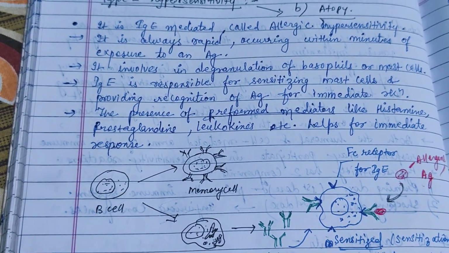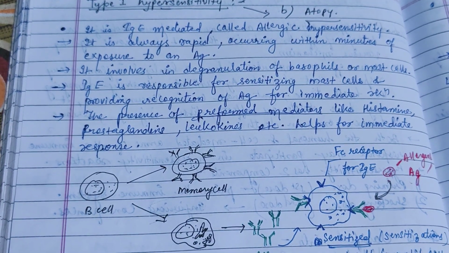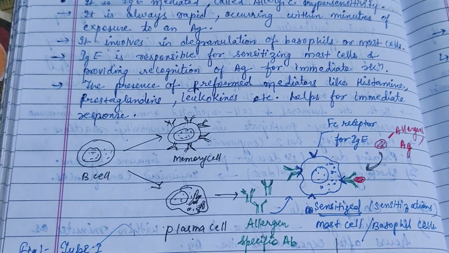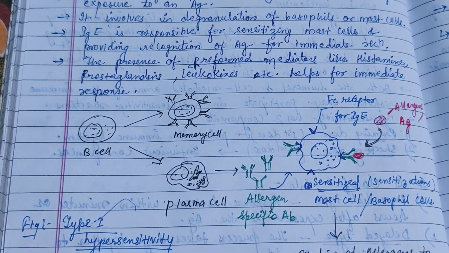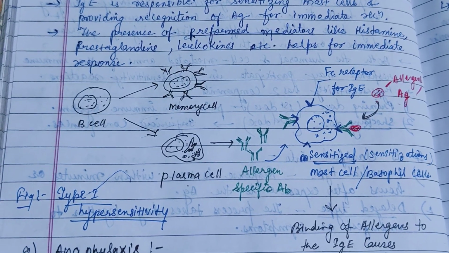It is an antigen reacting with antibody. So in this, IgE is regulated, called allergic hypersensitivity, and IgE is responsible for sensitizing mast cells and providing recognition of antigen for immediate reaction.